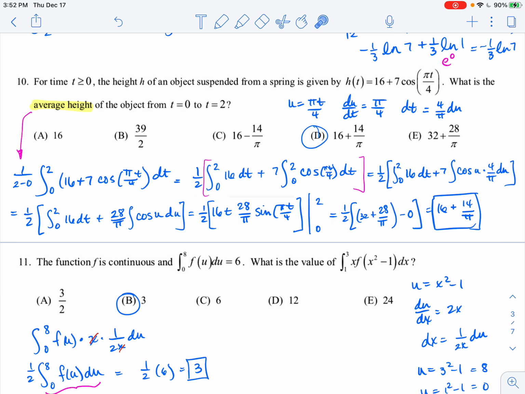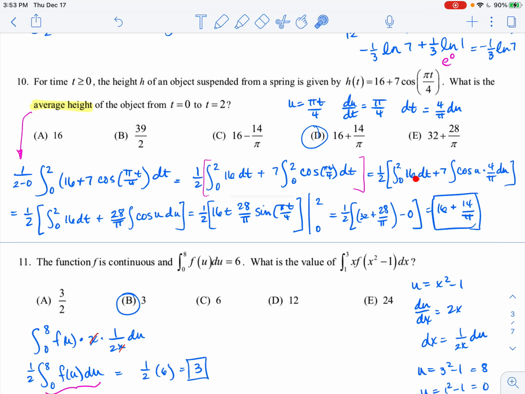Okay, so first what I did here is I set up my integral, and then I went ahead and set it up into two separate integrals. See the plus sign here? That means I can write it as the 1/2 integral from 0 to 2 of 16 dt plus 7. If I bring that 7, that's the coefficient of cosine, out front, integral of 0 to 2 of cosine pi t over 4 dt. All right, so now this is where I'm going to make my substitution for my u's.